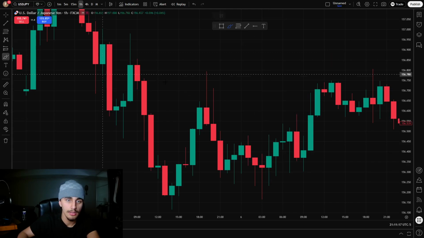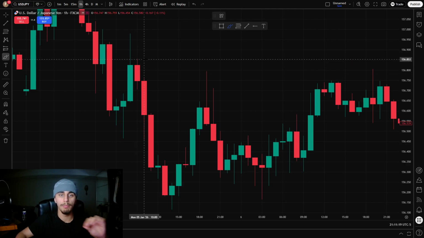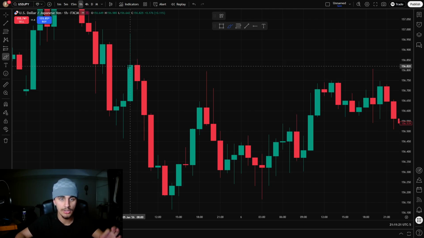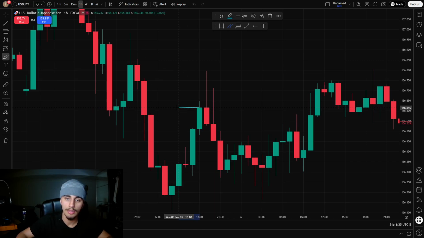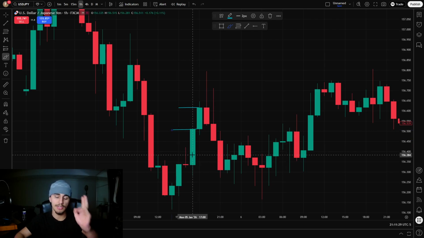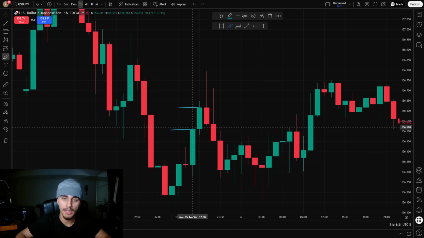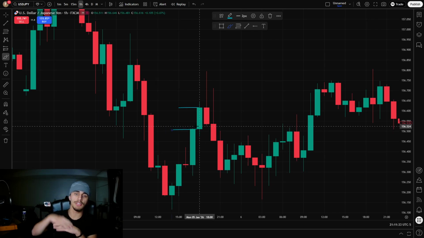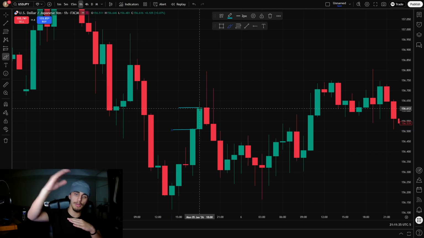I'll use the bullish, the green candles. Green means good, red means down. For an up candlestick, the bullish ones, the bottom means where price opened. That's where price started. The one up top means where price finished.